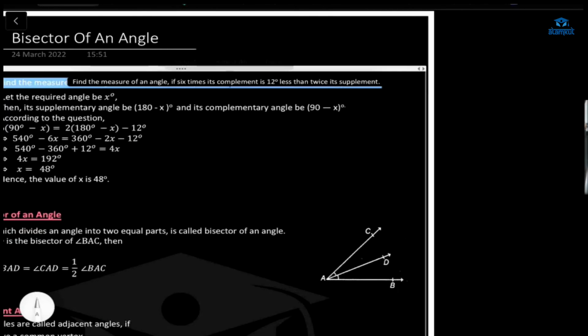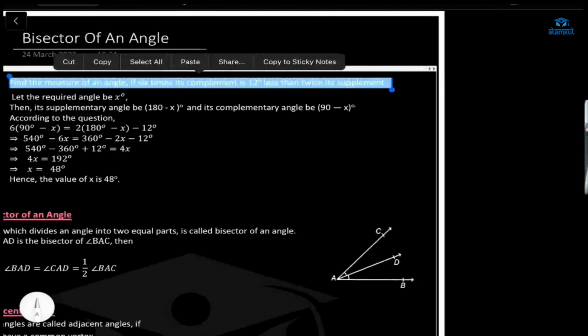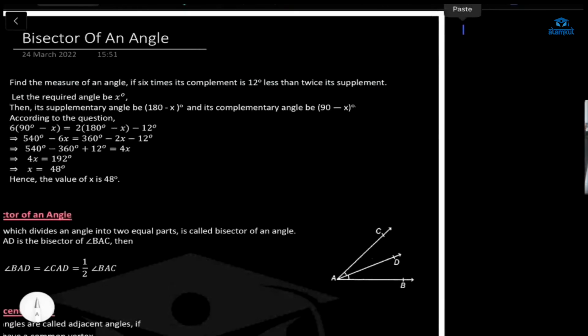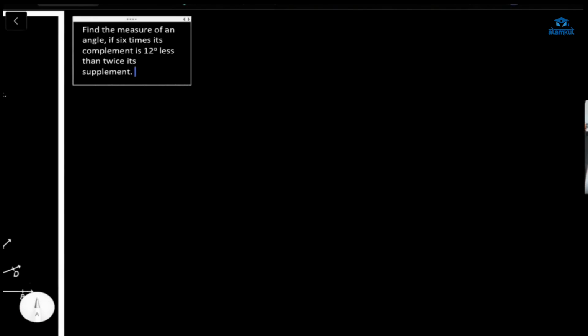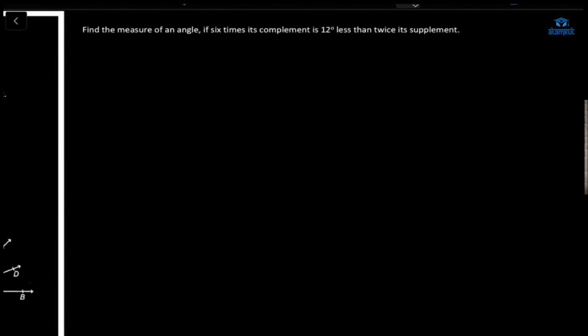Find the measure of an angle if 6 times its complement is 12 degrees less than twice its supplement. Now be careful with the statement whenever you are forming any equation, because if you form a wrong equation, then your whole process will go wrong. So the main thing is the equation. You have to form the equation correctly.